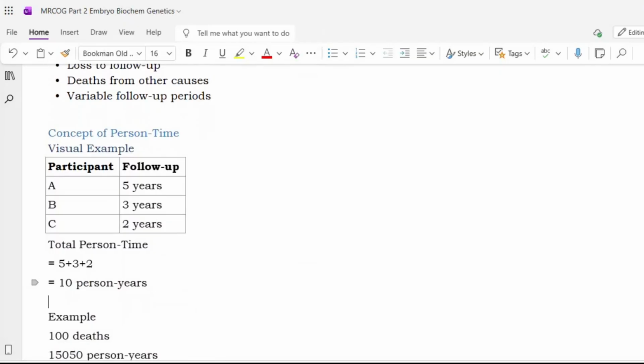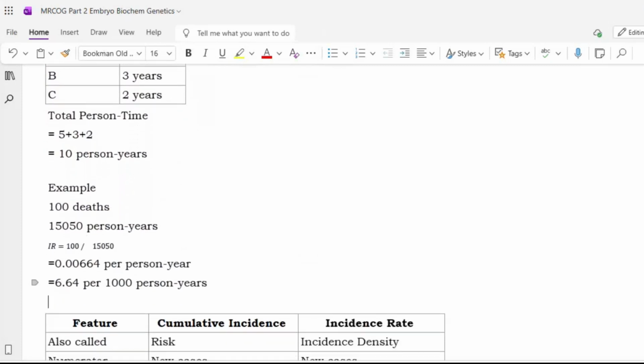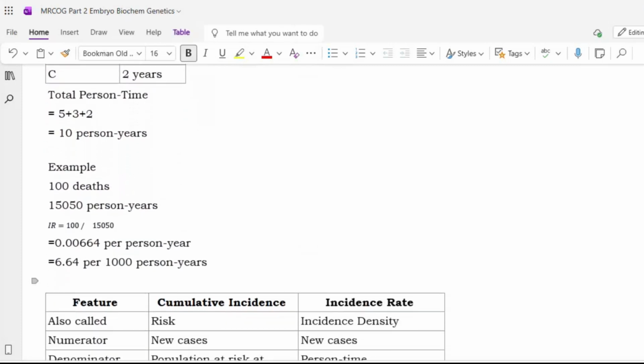This is useful when there is loss to follow-up, death from other causes, or a variable follow-up period. For example, if you have 100 deaths in 15,050 person years, the incidence rate will be 100 divided by 15,050, that is equal to 0.00664 per person year, or 6.64 per 1,000 person years. So incidence rate is calculated per person year.